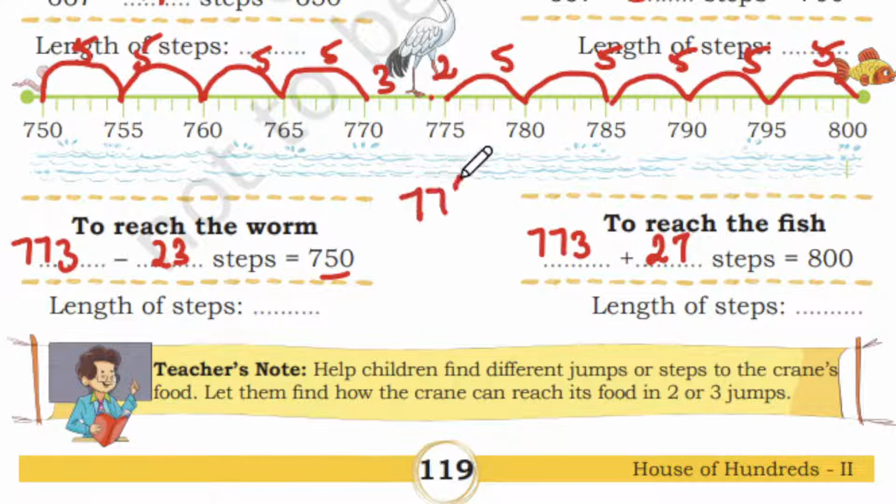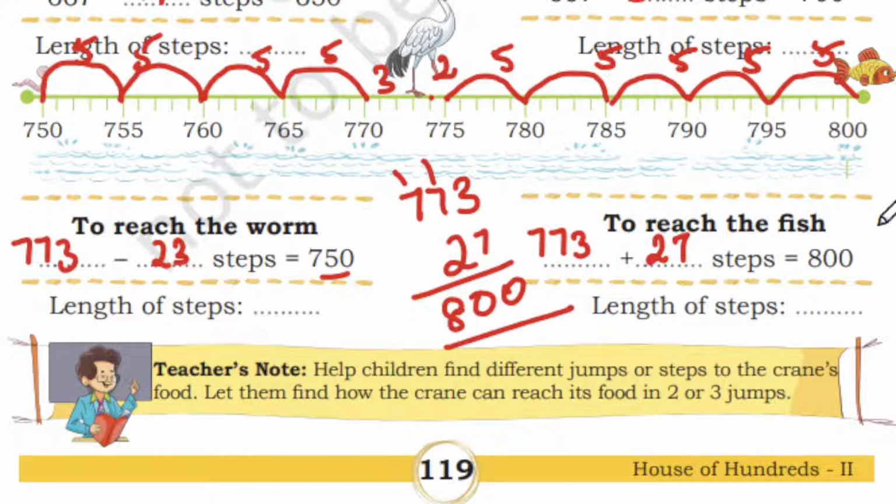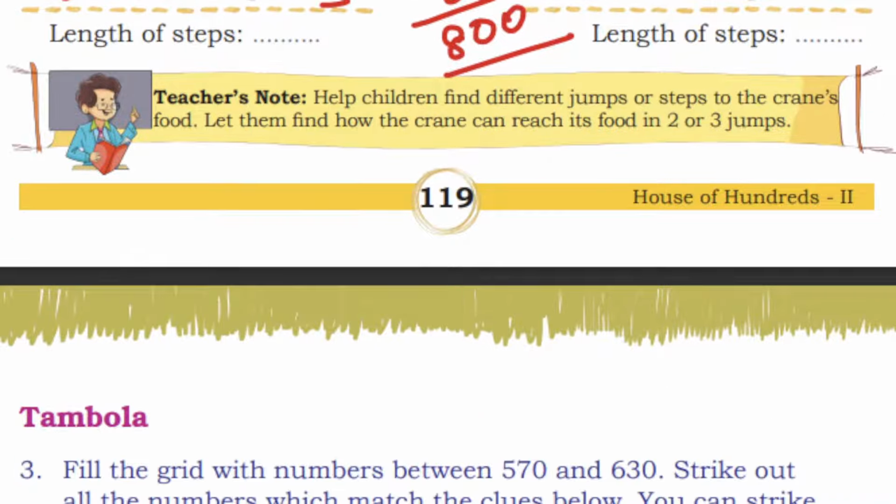So we have 773 plus 27. So 7 plus 3 is 10. 0, balance 1. 7 plus 2 is 9. 9 plus 1 is 10. 0, balance 1. So 7 plus 1 is 8. 800. So we got the answer correct for 800. Okay. So this question is also very important for your exam.